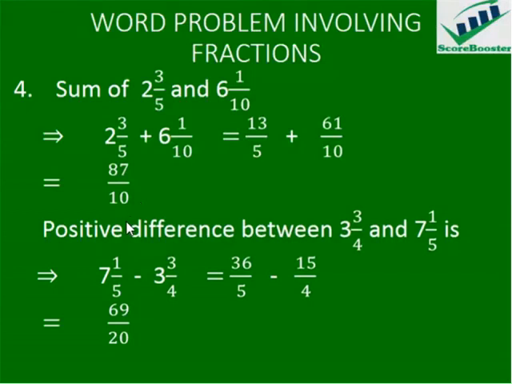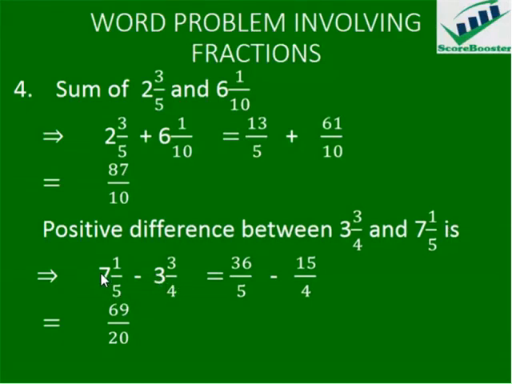Now we move to the positive difference between 3 whole number 3 over 4 and 7 whole number 1 over 5. Mere looking at the whole number, you know that 7 whole number 1 over 5 is larger than 3 whole number 3 over 4. So you subtract this from this. So we have 7 whole number 1 over 5 minus 3 whole number 3 over 4.